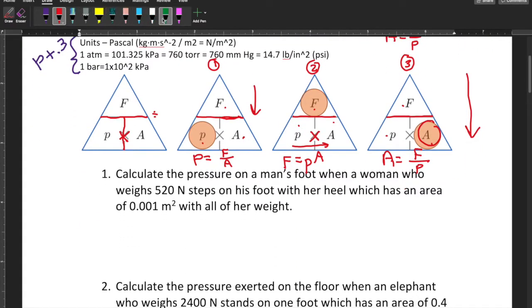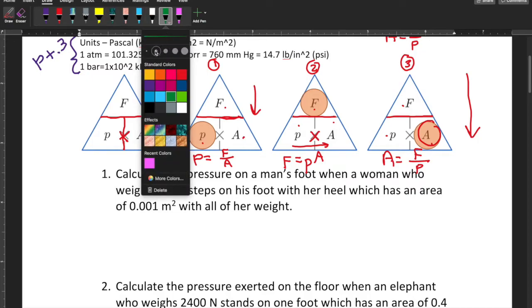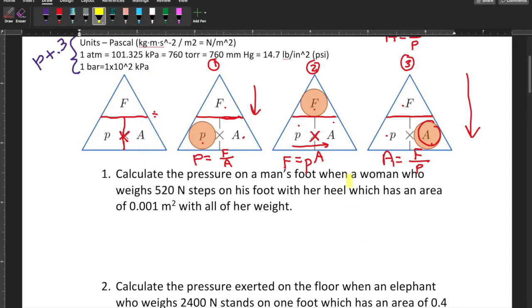Okay, so first question here, let's get into that. It says calculate the pressure on a man's foot when a woman who weighs 520 newtons steps on his foot with her heel, which has an area of 0.001 meters squared, with all her weight. When I was highlighting this, I took the important information, which were the numbers given, and all of the words here kind of just throw you off.